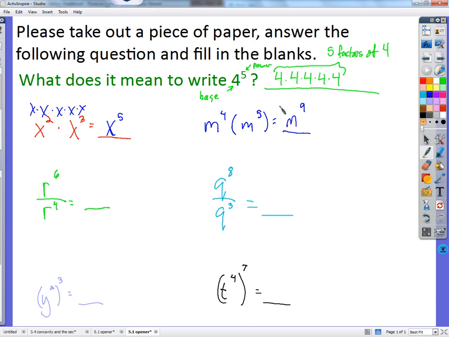Not because I remember it that way, not because I learned it in this class or that class, or at the other school in Uzbekistan, whatever. It's not because I remember it that way, it's because what you're asking me to do here is multiply 9 factors of m together. And the shorthand for that would be m to the 9th.